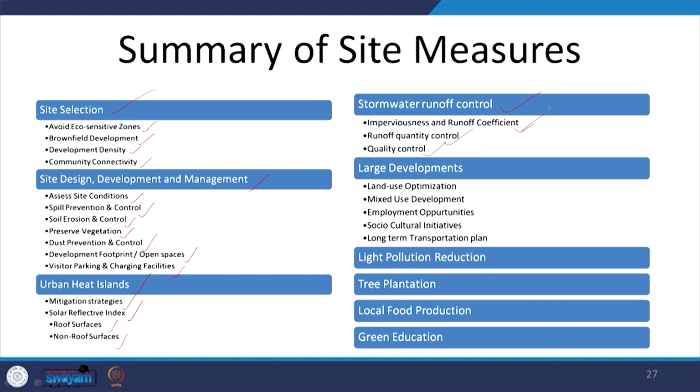We looked at strategies for each one of these, and we also looked at the calculations and the quantification of all these measures. Lastly, we talked about the large developments and the parameters and strategies. So, we talked about the land use optimization, mixed use development, employment opportunities, socio-cultural initiatives, long-term transportation plan. Besides this, we also talked about the light pollution reduction, tree plantation, local food production and most importantly the green education.